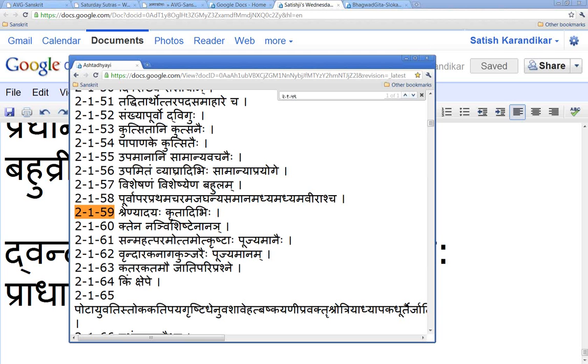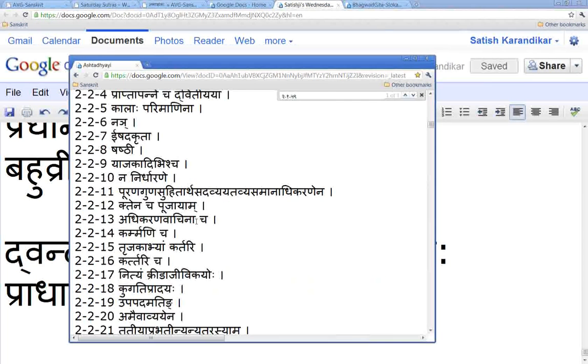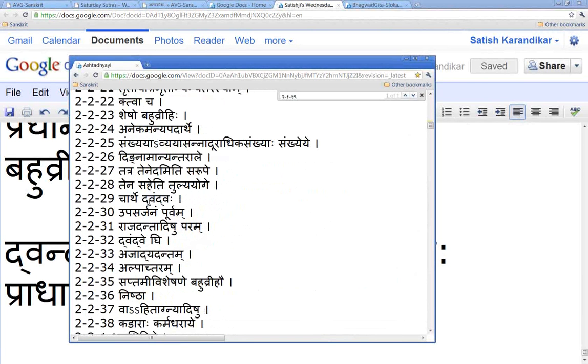Now how does it help us? What will that do for us? When Panini has a sutram where he says upasarjanam purvam, the term which got the sanjna upasarjanam will be the purva padam.